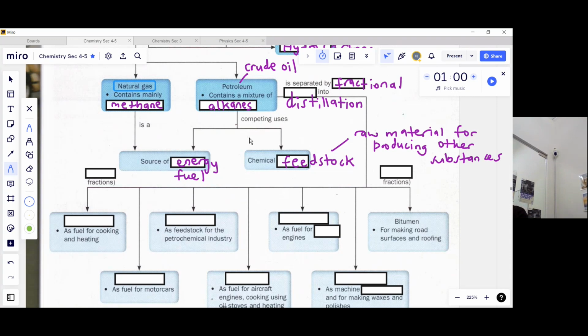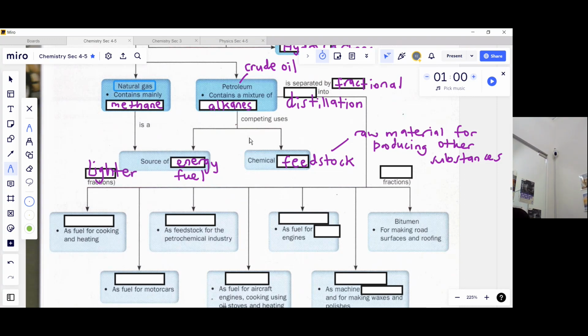Okay, so yes, you will see this word feedstock in your exams. Now, here I have two opposing blanks. What fraction versus what fraction? Admittedly, I seldom use it, but you still need to know. Basically, over here, we have the lighter fraction.